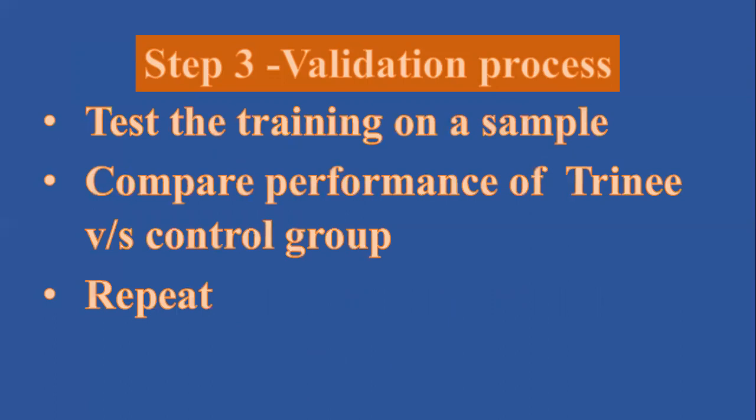Now coming to step 3, the validation process. In order to determine a training's validity, the company must test the training on a sample of employees to see if those who received the training have better performance on the job than those who did not receive the training. The sample process should be conducted on multiple groups to make sure the training is valid.